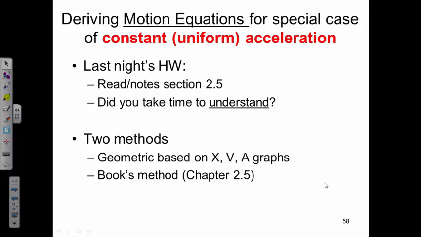The book presented a series of equations that they worked out in section 2.5, and I wanted to go through how to do that. There are actually two methods that I'll show you to derive these motion equations for uniform acceleration. One method is a geometric-based method using the position, velocity, and time graphs that we've used before. The other is to follow the book's method. There are other ways to do it as well. This is what we're doing.